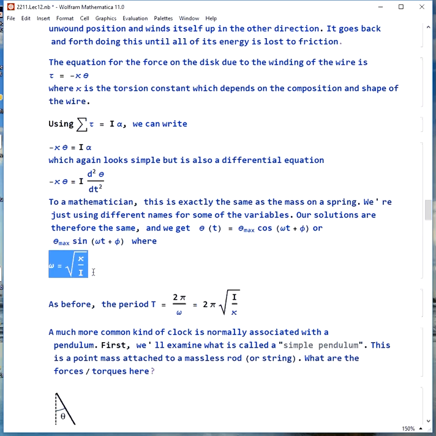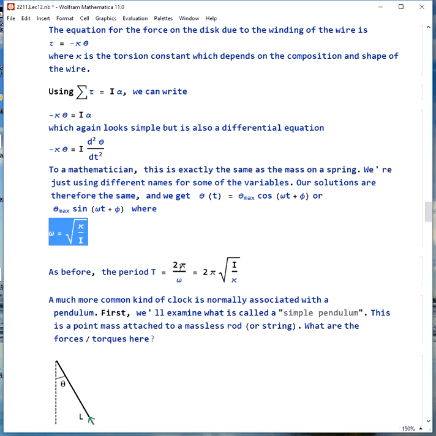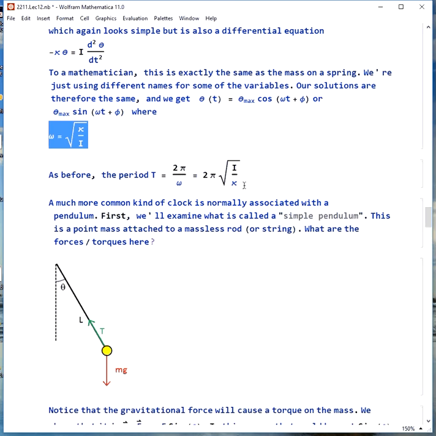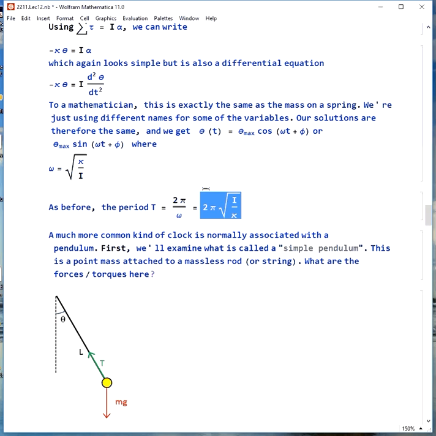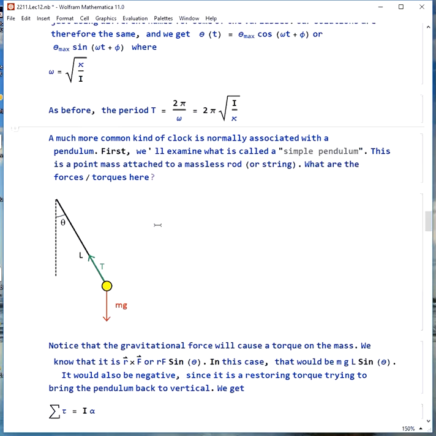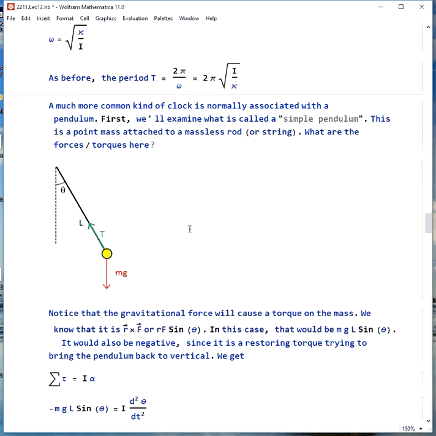This simple pendulum, or this torsional pendulum, is interesting, but it's not the most common kind. An approximation to that, the most common kind, is called the simple pendulum. Here we imagine a point mass, this yellow dot, on a massless rod or string. If we look at what forces and torques we have here, notice that we have mg pulling down and we have tension pulling back up to the upper left.